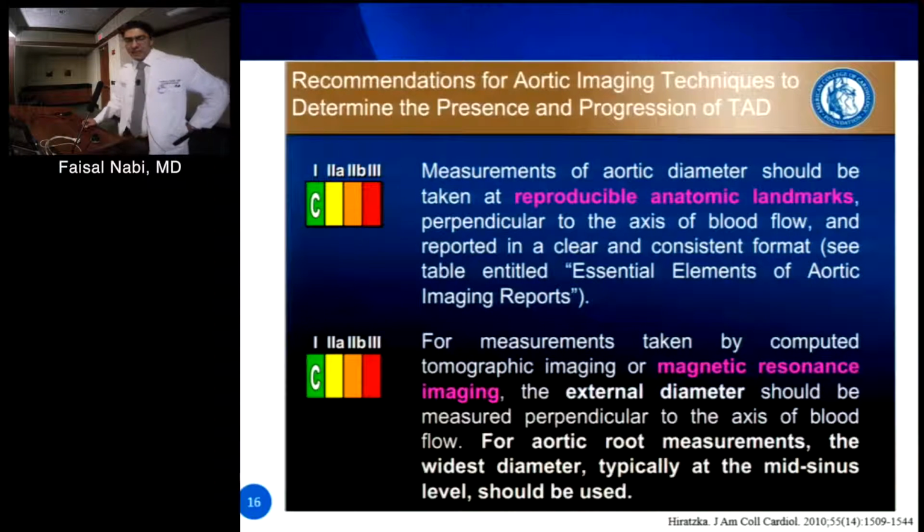Yeah, that makes sense. So this is just the guidelines from the thoracic aortic guidelines. Again, just hitting the main points that I hoped I made was that you want to make these measurements at reproducible landmarks. You want to do it axial to the flow of blood, and you want to measure external to external.